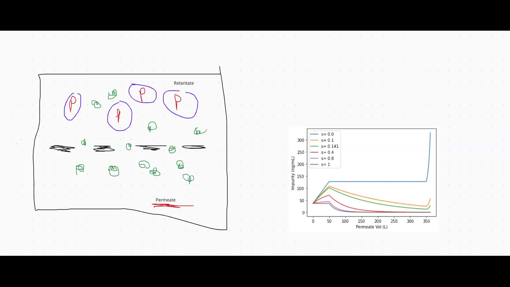So we can define a coefficient called the sieving factor, which is equal to the permeate concentration of your solute of interest divided by your retentate concentration of the solute of interest. So in the case of our protein in the blue circles, we could say sieving is 0. And that's because there's nothing in the permeate, so the permeate concentration must be 0.